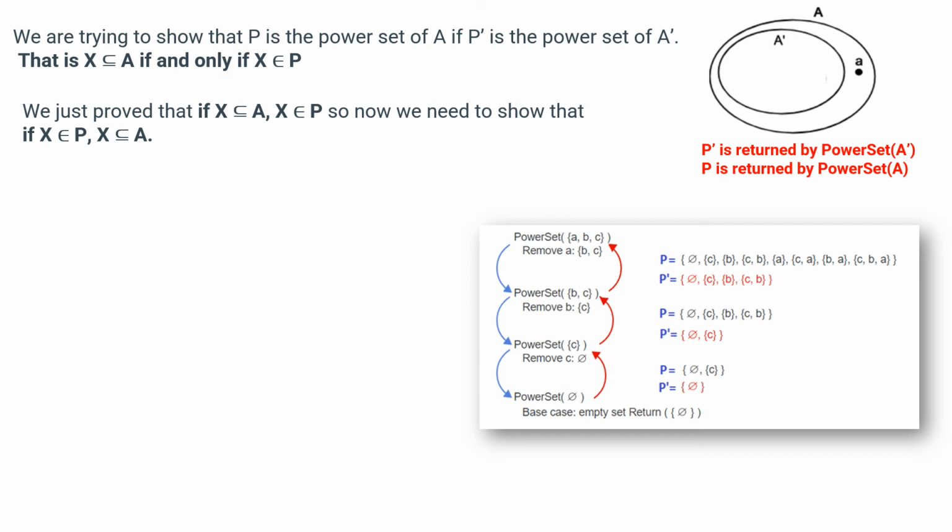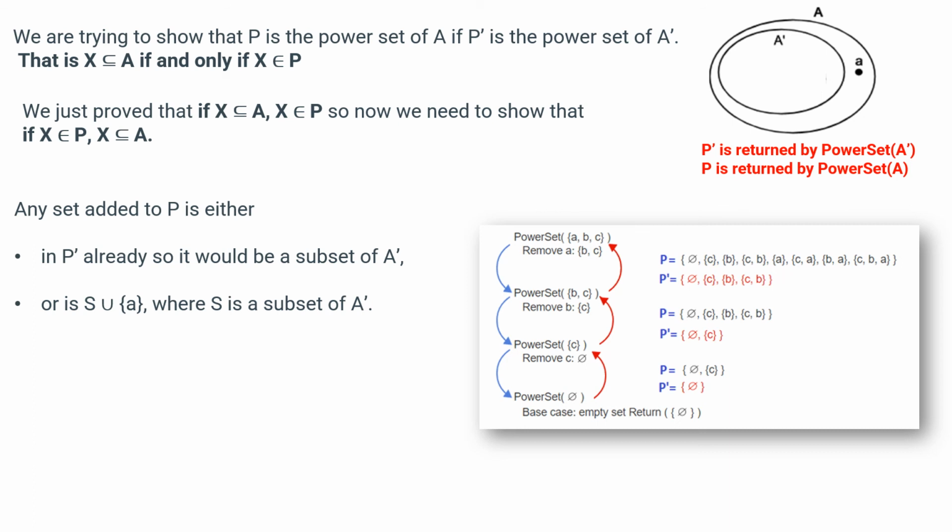But now we need to show the other way. So we've already shown that if X is a subset of A, then X shows up in P. Now we need to show the other side of it, which is if X is in P, if it's a set in P, then it truly is a subset of A, okay? That there's not extra stuff in P, that the power set only has those subsets of A. So we need to show that.